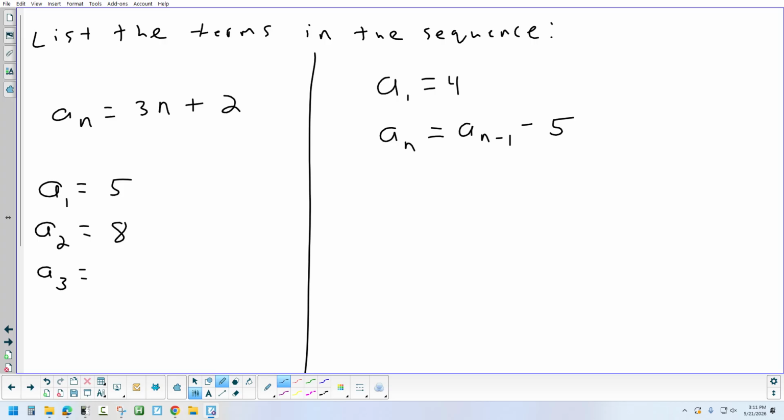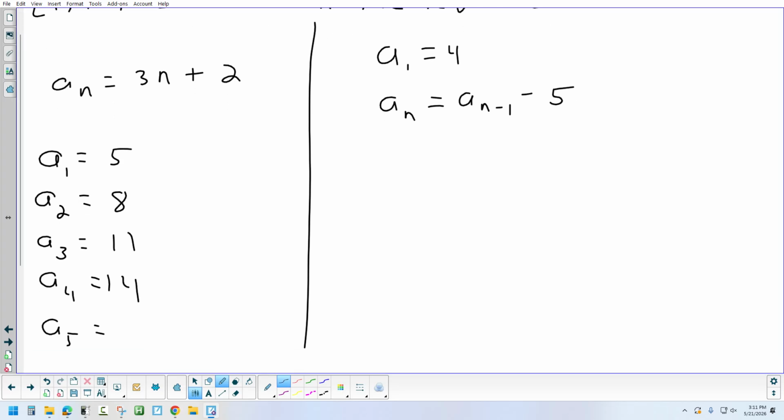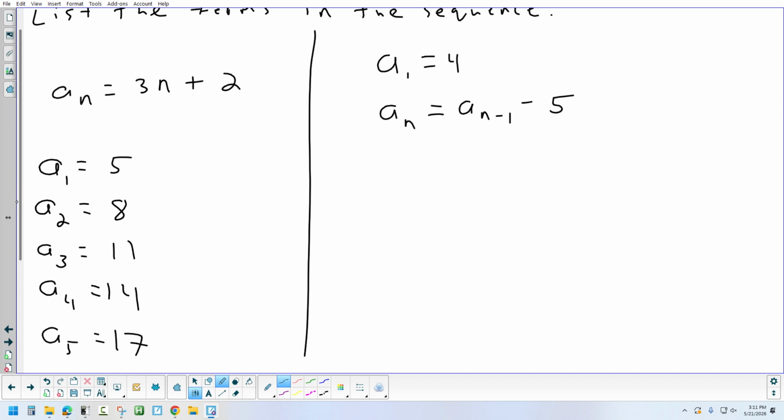And I said we'll do the first 5. Okay, what's the third term going to be? Yeah, 11. And fourth term? Yeah, 14. And one more, we'll do the fifth term. That's going to give us 17. So that's listing out the terms using an explicit formula for a sequence.